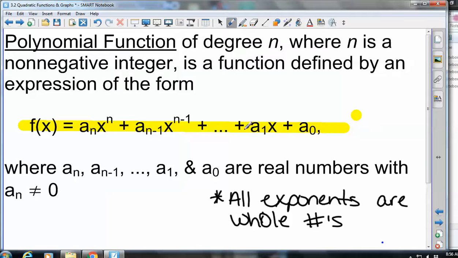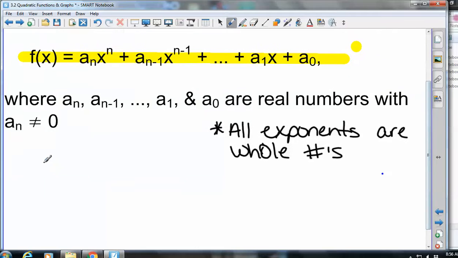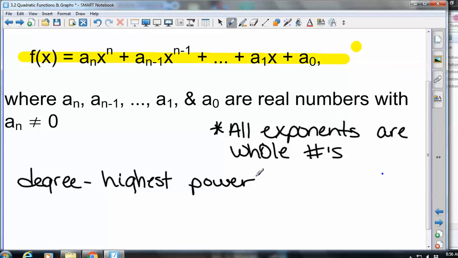In this, there are some other words that we're going to be referring to. If I talk about the degree, that is the highest power. So in this case, it would be that n. It doesn't have to be the first term. Frequently it is. A lot of times we write them in decreasing order, but it doesn't have to be. So just look at all your terms and the highest power is your degree.